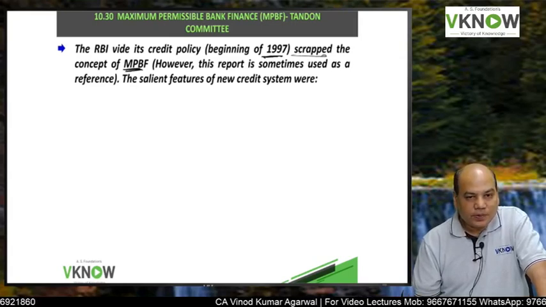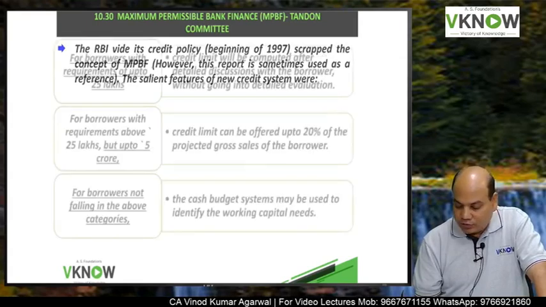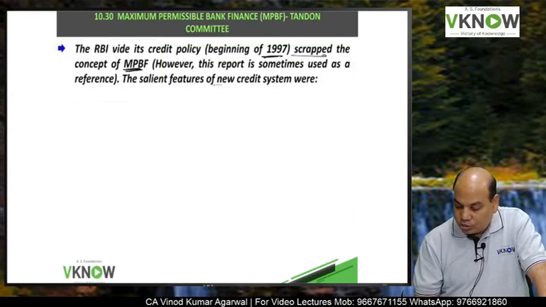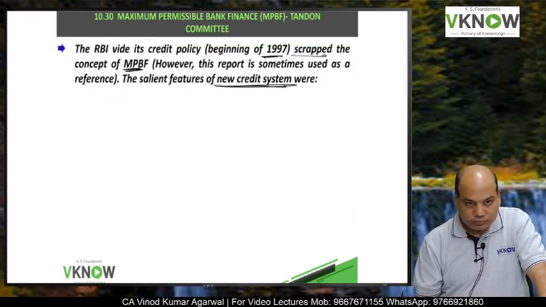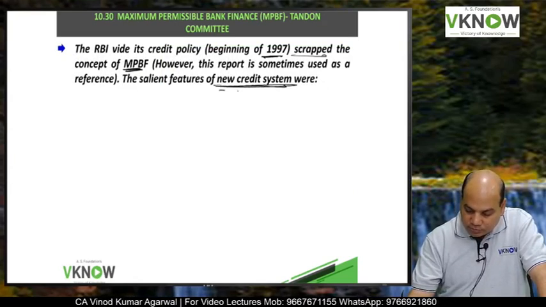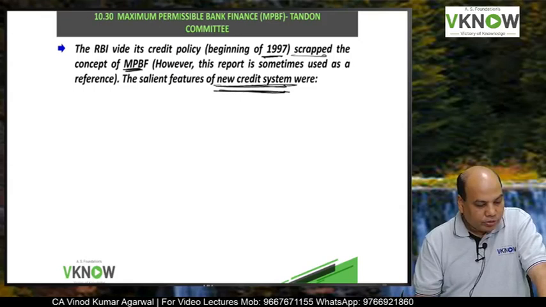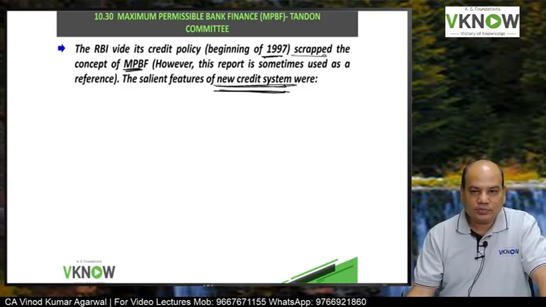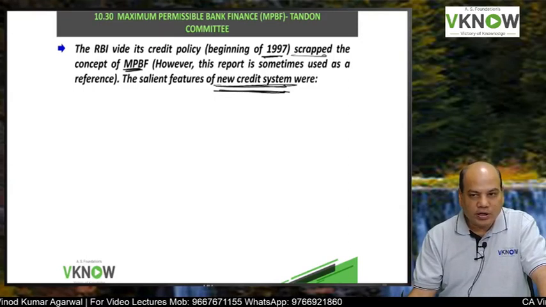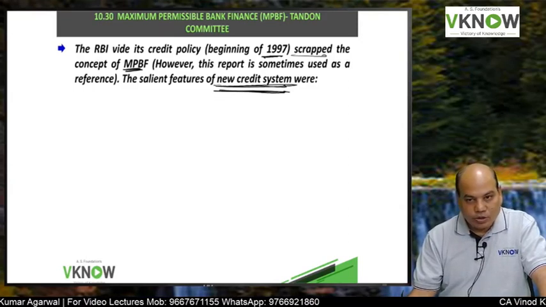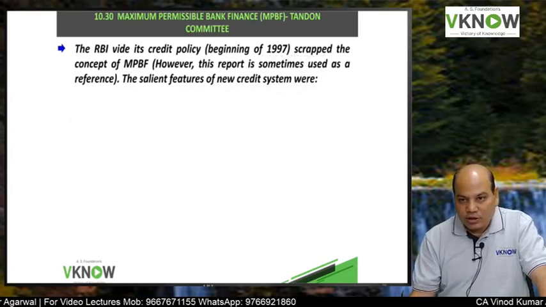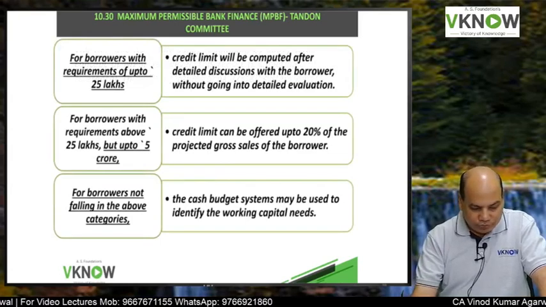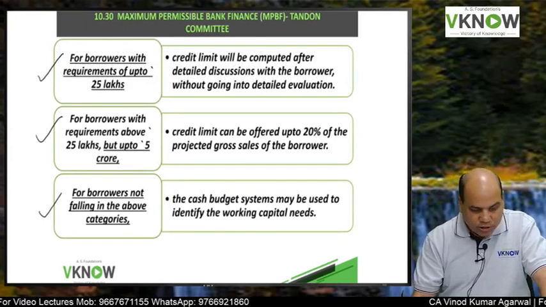Next page, at the top, the concept of MPBF in 1997 is scrapped. Now they have come out with a new credit system. Underline, new credit system. In one exam they have asked this question, what are the salient features of the new credit system? Have you found that in the second line? Underline. This was a question in the exam. Anything they can ask you right here. These three bullet points, you tick mark.